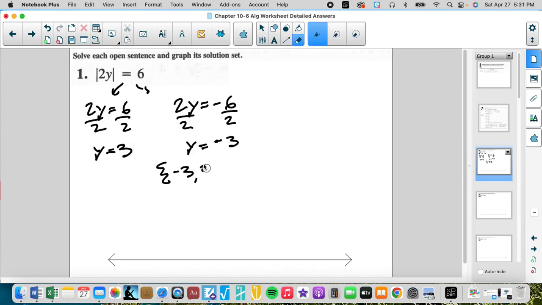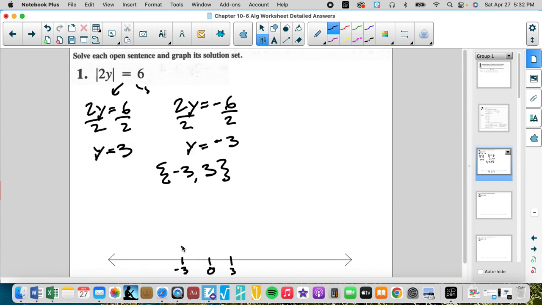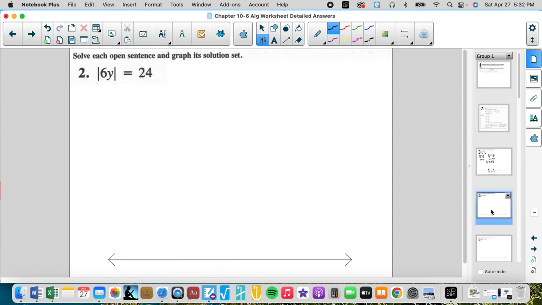Whoa, that's a bad 3. That is a real squiggly 3. If we put in -3, we get -6, and the absolute value of -6 is 6, hence why that's a solution. If we have to graph it, we write -3, 0, 3, and we put a dot above each solution, because there are only two solutions, so you would only see two dots. I don't know if we really need to graph the solutions when there's only two.